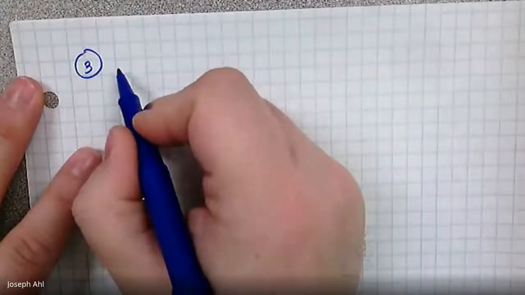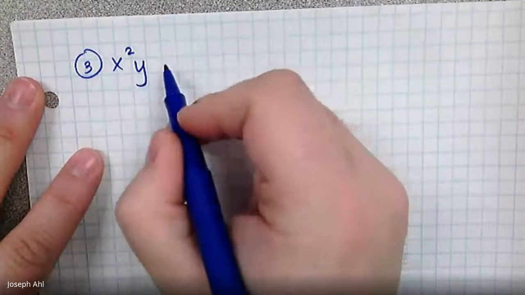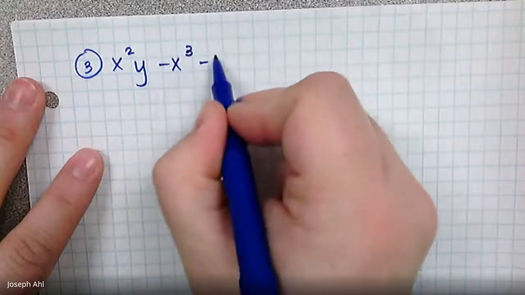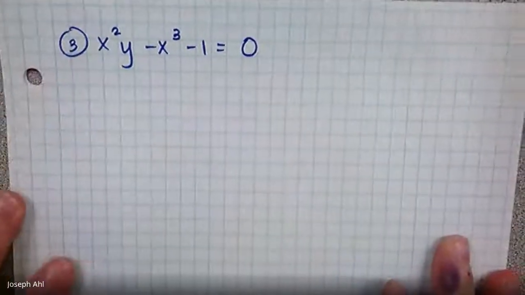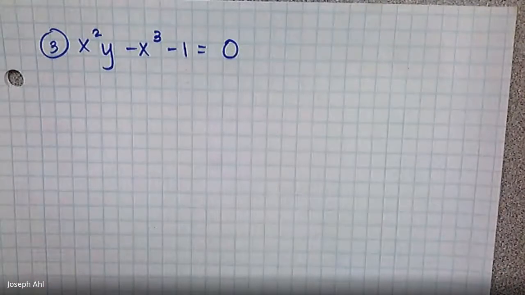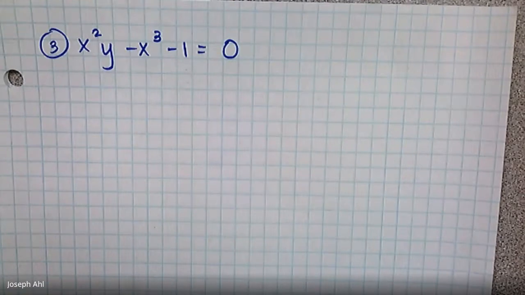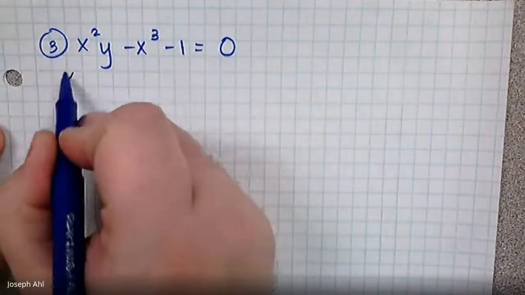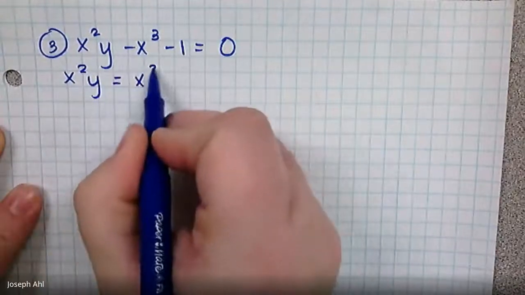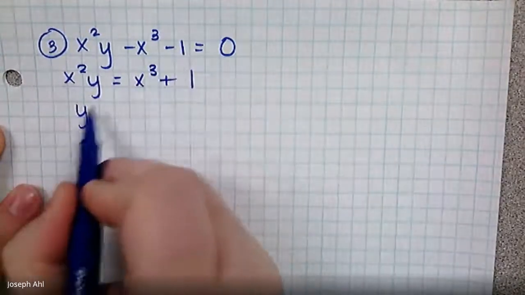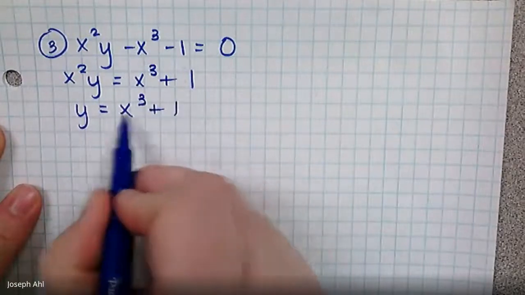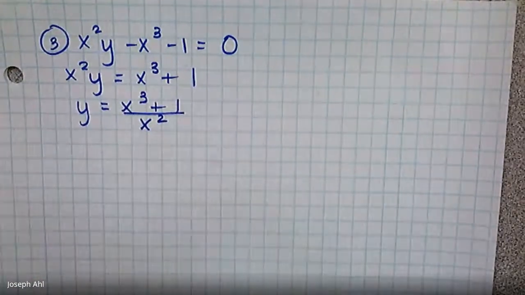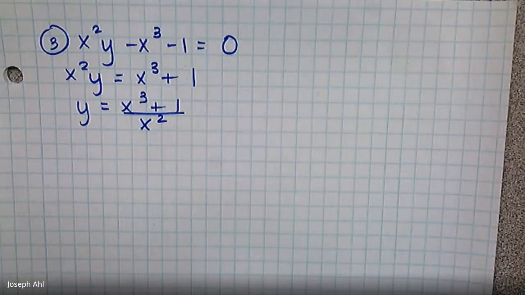We'll do x squared y minus x cubed minus 1 equals 0. So similarly set up to the last one where y is not alone, you're going to start seeing this a little bit more often as you get through some practice. So for this one, I'm going to add x cubed and add 1 to the other side. So now it's x cubed plus 1 over here. And finally, dividing both sides by x squared would make it such that this is our rational that we're going to sketch.